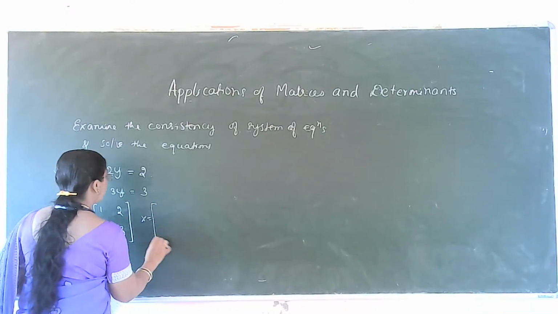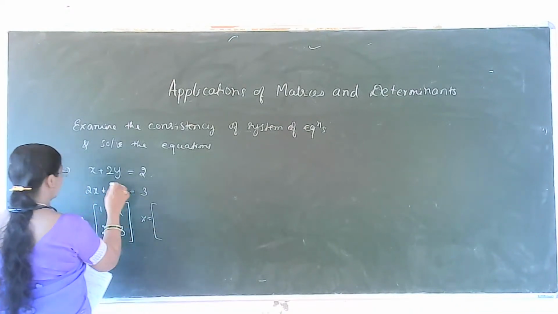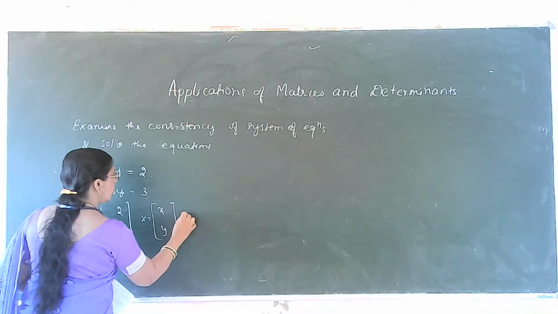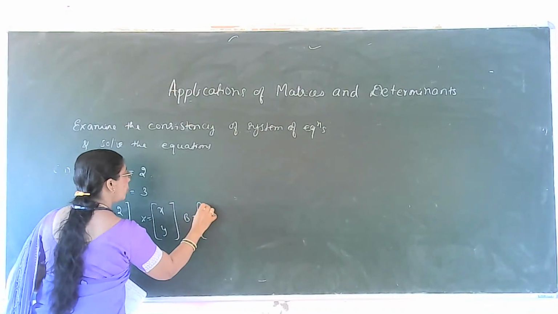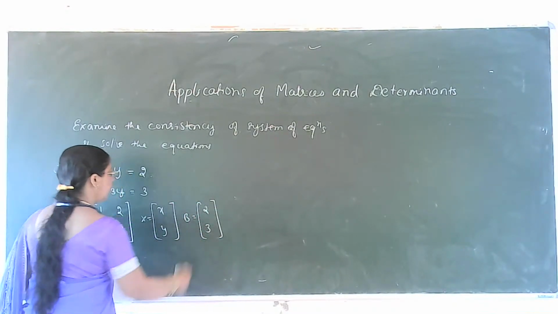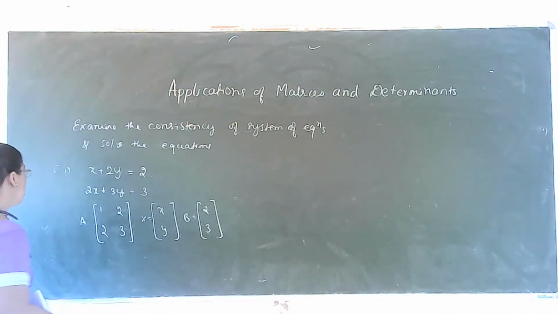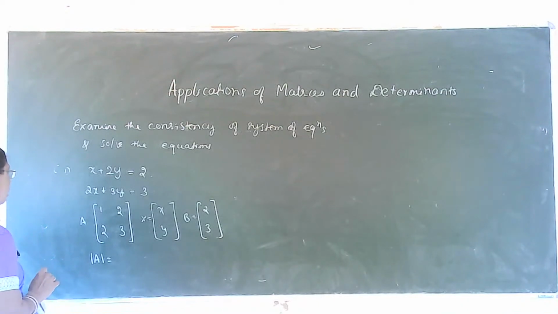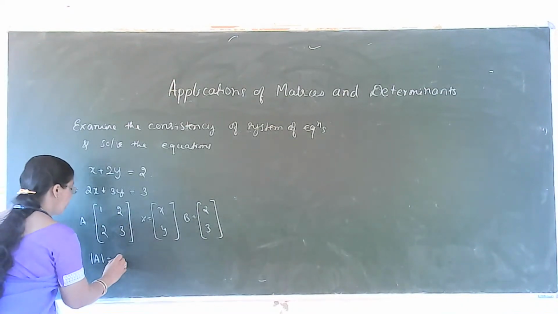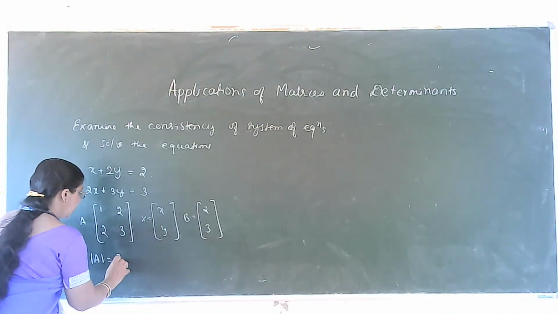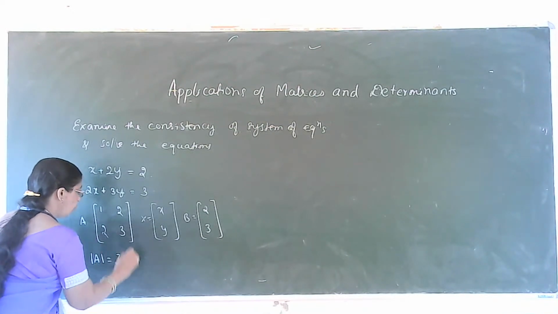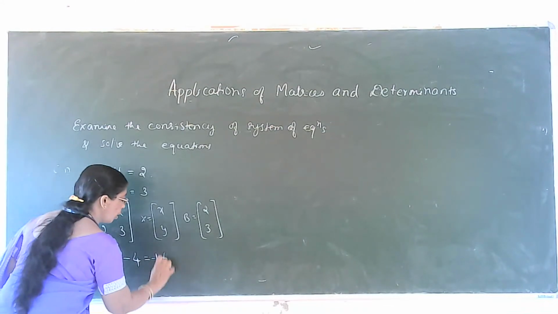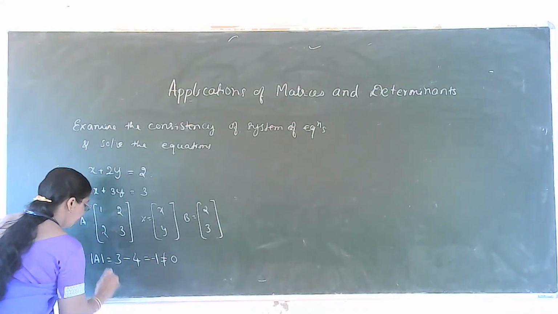Then X is the matrix of x and y. B is the matrix 2, 3. First we find the determinant value of A. Determinant value of A is equal to 1 into 3 is 3, minus 2 into 2 is 4, equal to minus 1. It's not equal to 0.